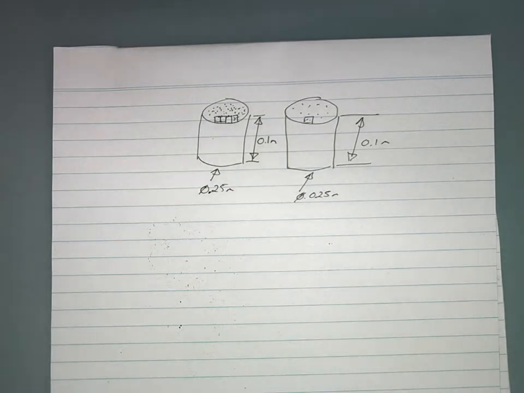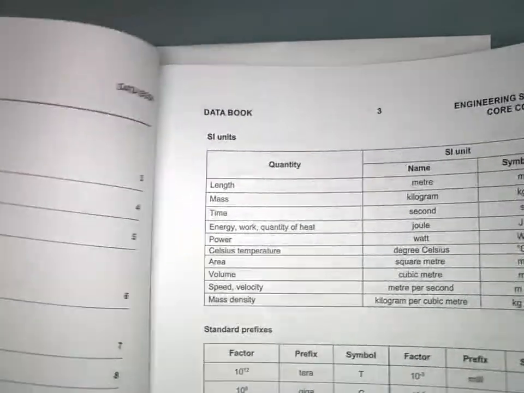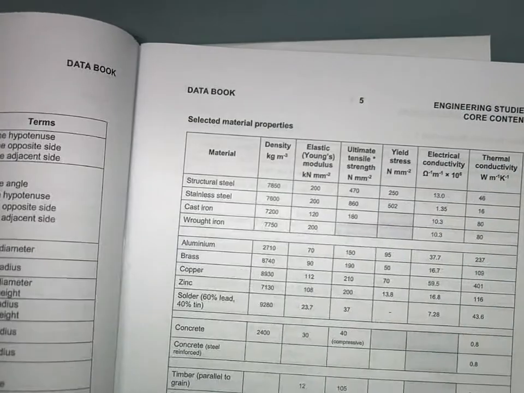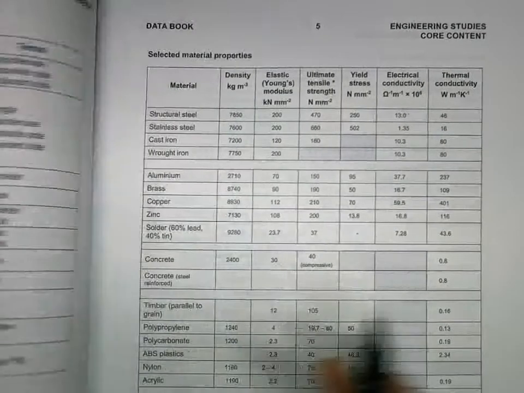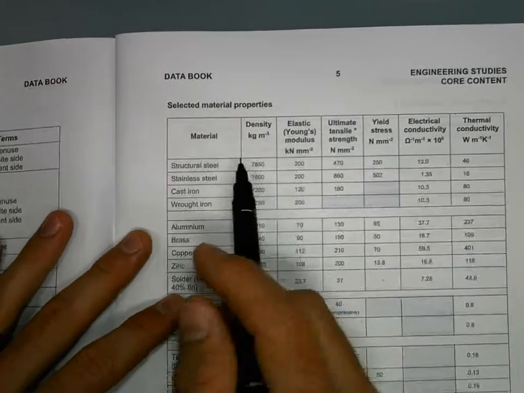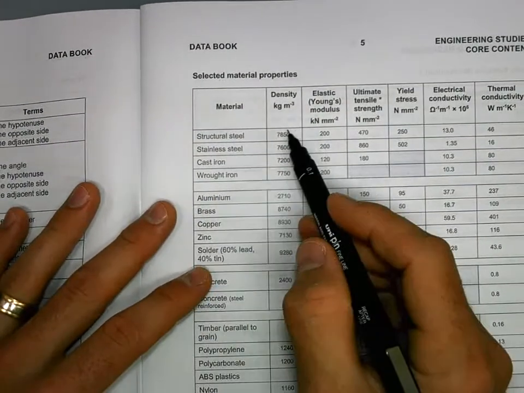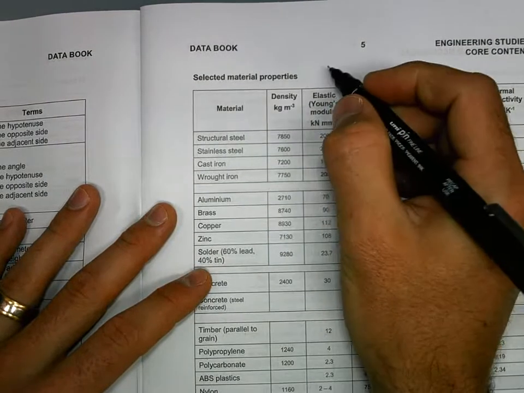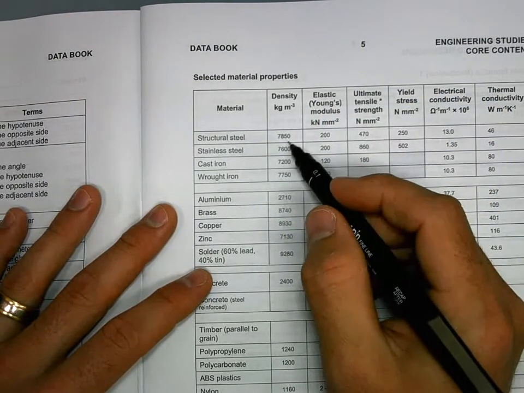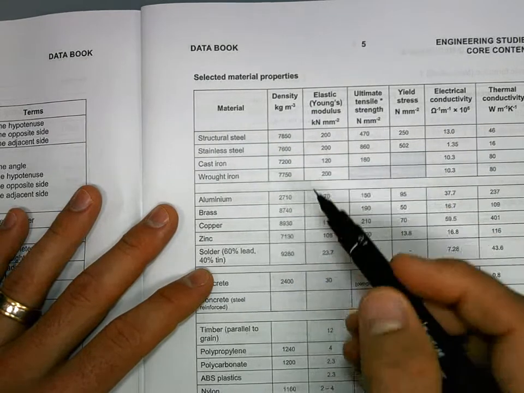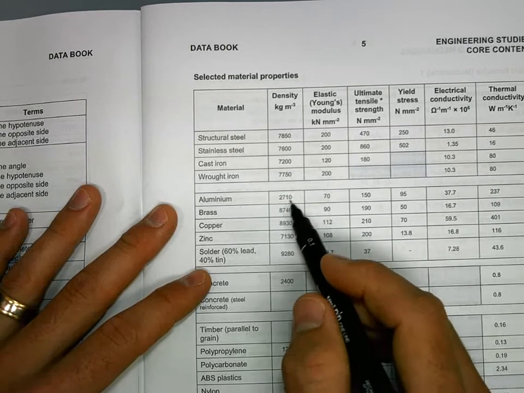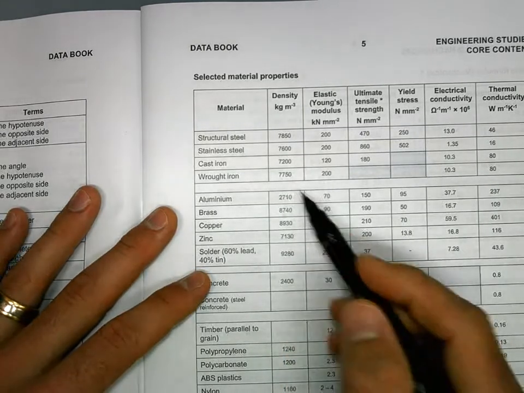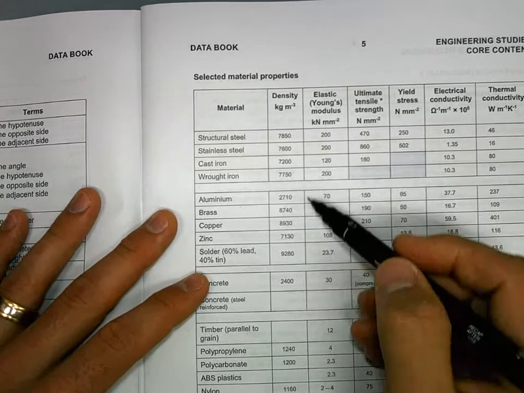So let's have an example of how we can calculate density. If you open up this book here, this is the Engineering Studies data book. Doesn't matter if it's ATAR or general. If you go to page 5, it shows you different densities of items. So structural steel, for 1 cubic meter of steel, would weigh 7,850 kilograms. Look down at aluminium, it weighs 2,710. So it's a little less than half as much, maybe a third of the weight.